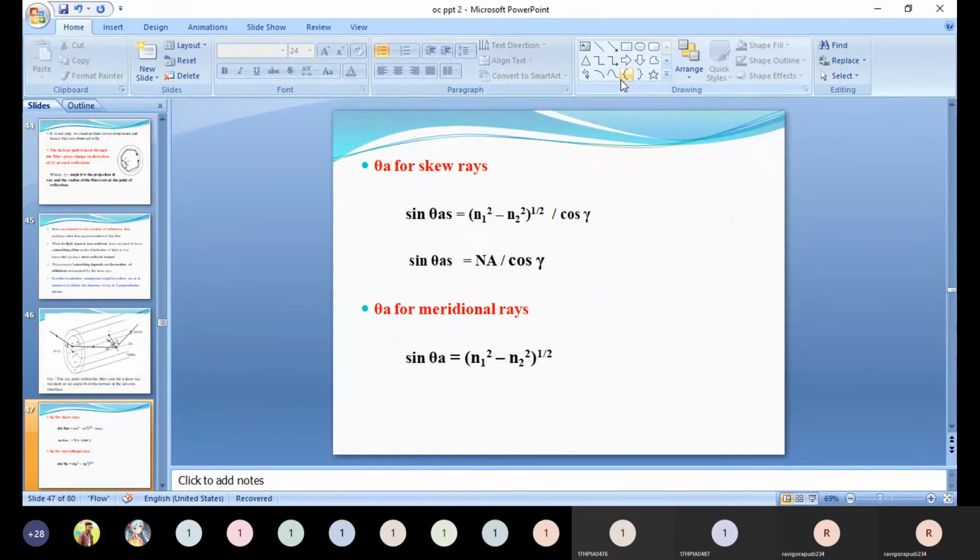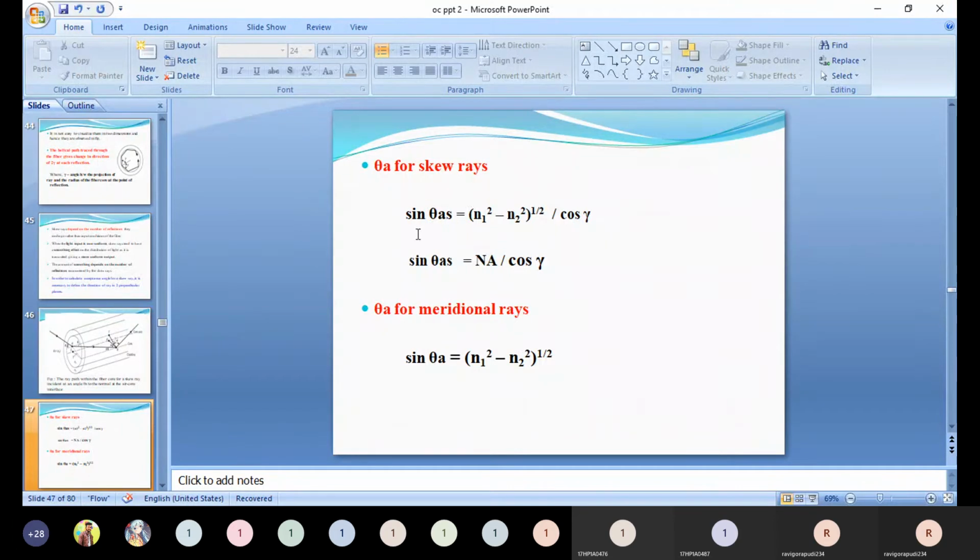Numerical aperture. That we are substituting here. So sin theta As is equal to NA by cos gamma. This is also another formula. You may take the first formula, otherwise another formula. Both I am giving here. For meridional rays, theta A is sin inverse of square root of n1 square minus n2 square. Otherwise, sin inverse of n1 square minus n2 square whole power 1 by 2.